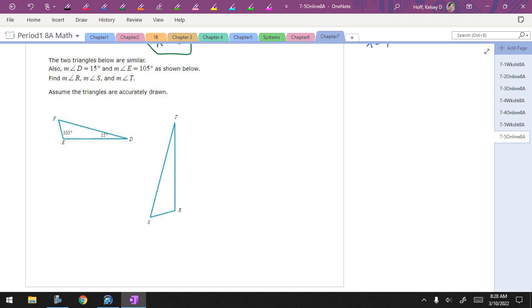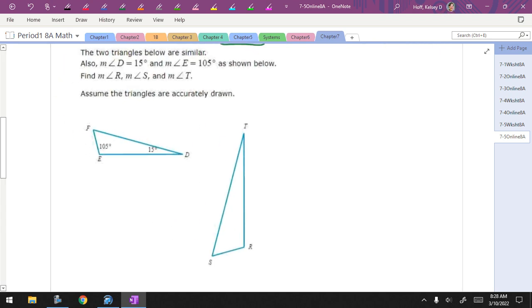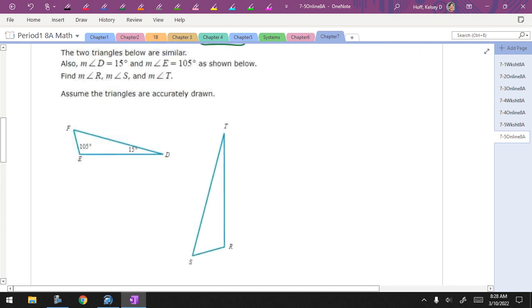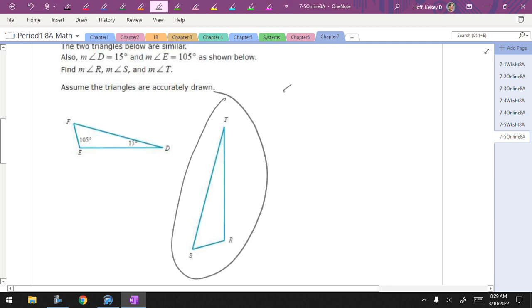They tell us angle D is 15 degrees, angle E is 105, which they put in the drawing for us. And they want us to find the angles of this triangle. They need us to know what angle R is, what angle S is, and what angle T is. How do I do this if they didn't give us any angles in there to start with? Tone?